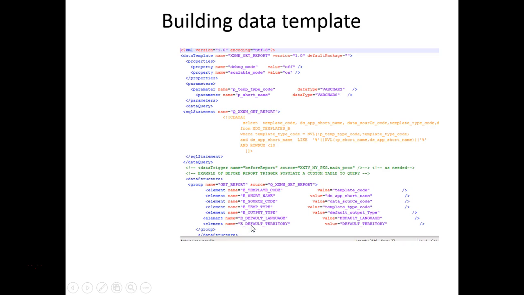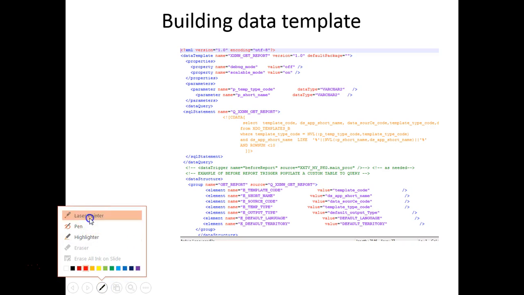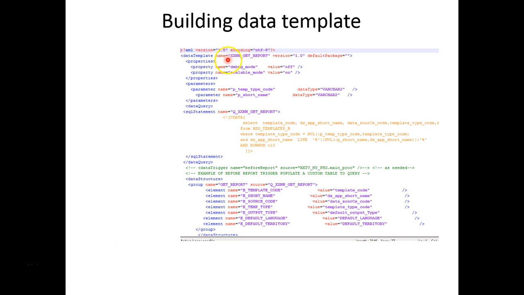So let's start with building a template. For this lab, I have two files. The first file would be used as a starting point to build this template. If you go to the Excel sheet, you have all the step-by-step instructions. We would start with the XML.